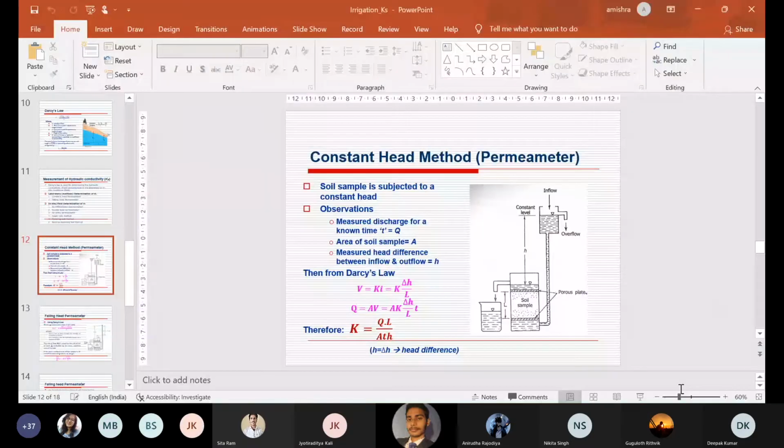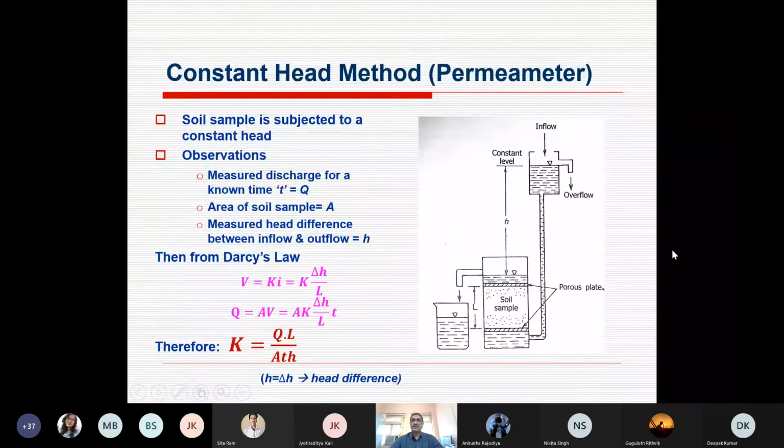You recall my learning in the class. I told you, let me share the slide. Can you see the slide? This is the constant head method of measuring saturated hydraulic conductivity in the lab experiment. Do you recall this learning in the class?